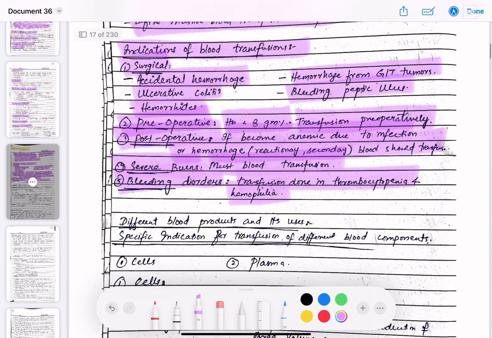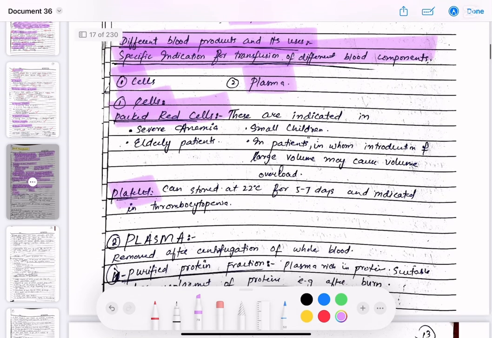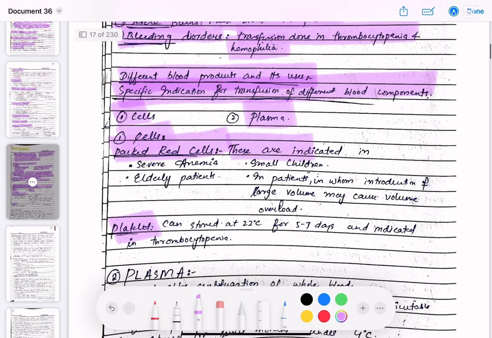Now, what are the different blood products and their uses, and what are the specific indications for the transfusions of blood components? The different blood products are cells and plasma. In cells, we have packed red cells and platelets. The packed red cells are indicated in severe anemia, small children, elderly patients, and in patients in whom an increase in volume may cause volume overload. So only packed red cells are transfused if there is a risk of hypervolemia.